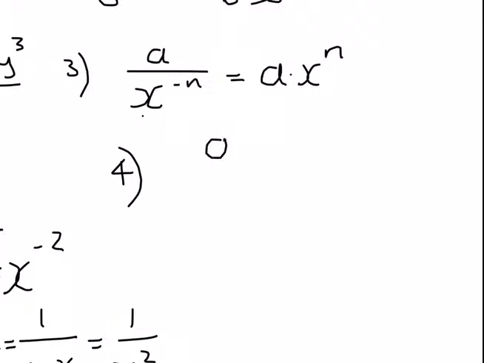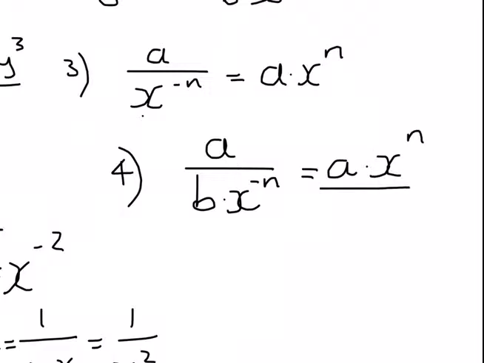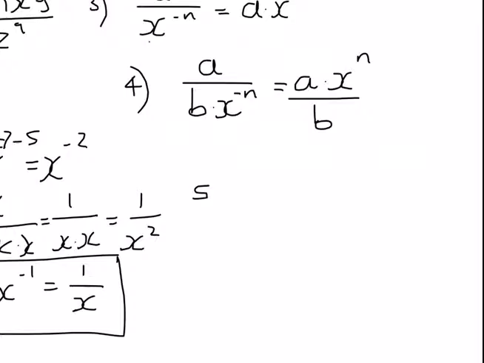Okay, what if now we have a over, let's say we have b that is multiplying x, and then let's say to the exponent of negative n. Same thing, the a remains because it has a positive exponent, but it is this one that has to change the position. Most importantly, the b remains because it has a positive exponent. So you see now we have the positive exponents.